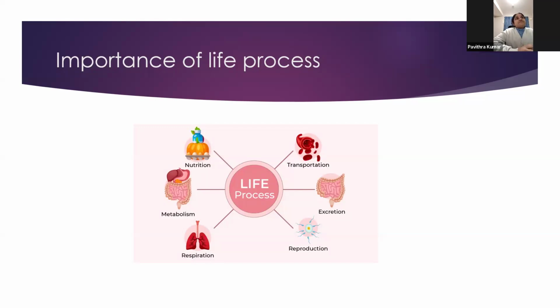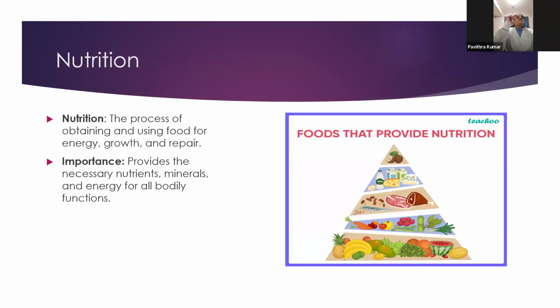The respiration process is the inhalation and exhalation of gases. We exhale CO2 and inhale O2, right? In plants, they inhale CO2 and exhale O2. Metabolism is the growth mechanism in our body. Then we are first going to see the process of nutrition.